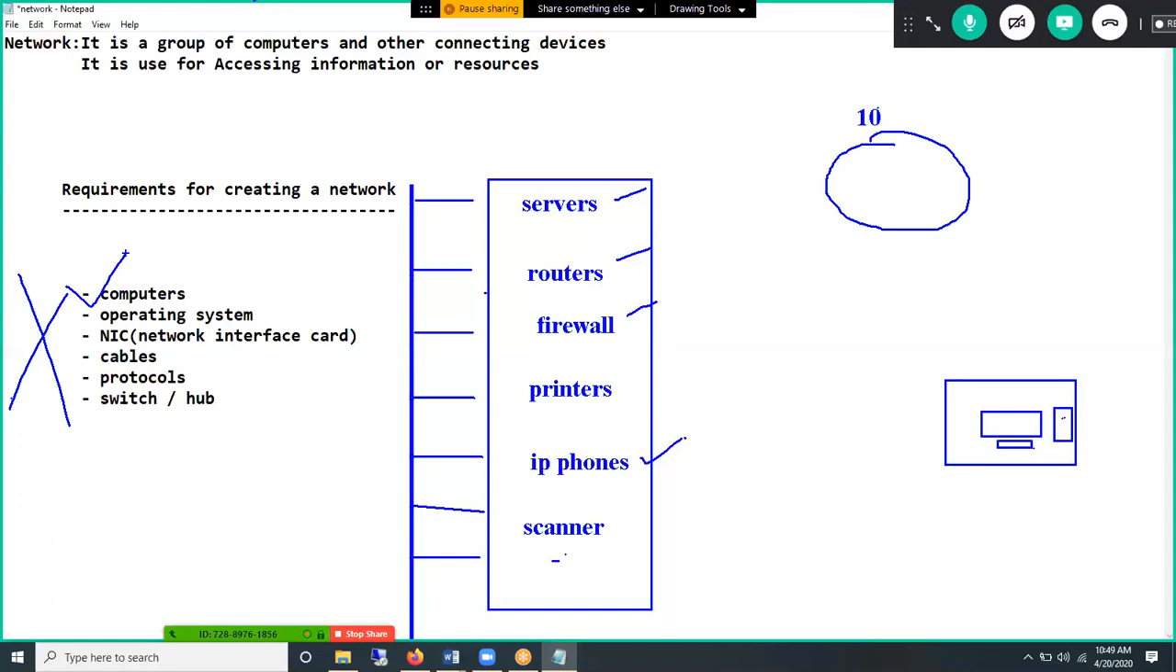So the first requirement is we need computers. So how many computers we need? Minimum at least we require two computers. So to create a network, at least we need minimum two computers. If you have two computers, I have one machine, I have another machine. Now between these two computers, I can connect a cable, I can make a network.